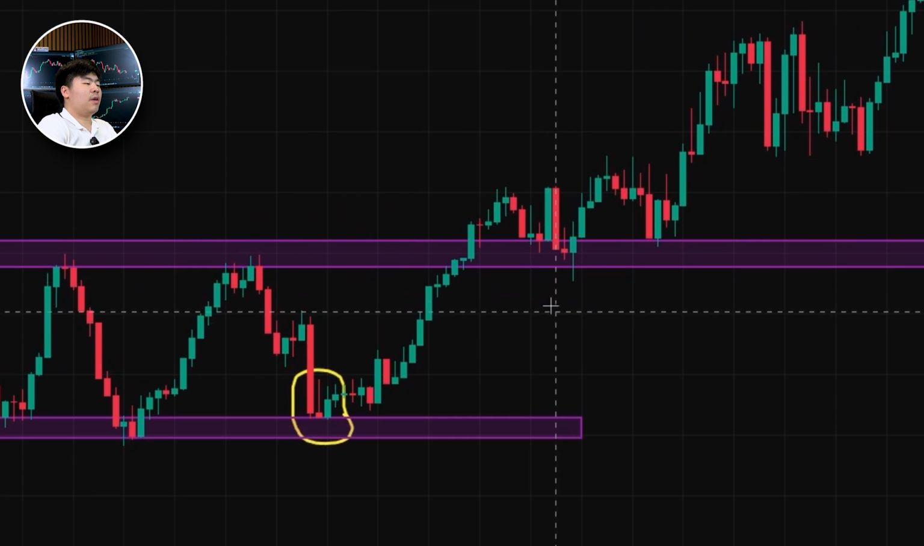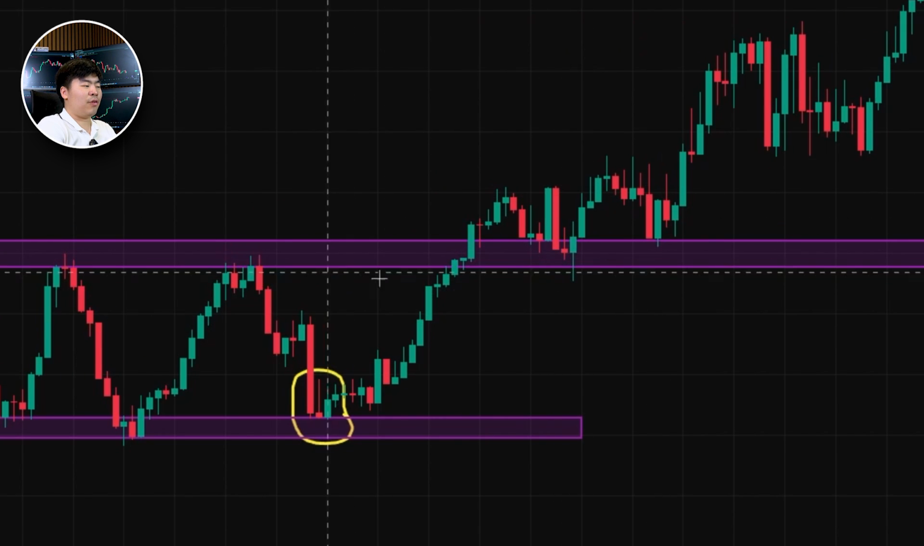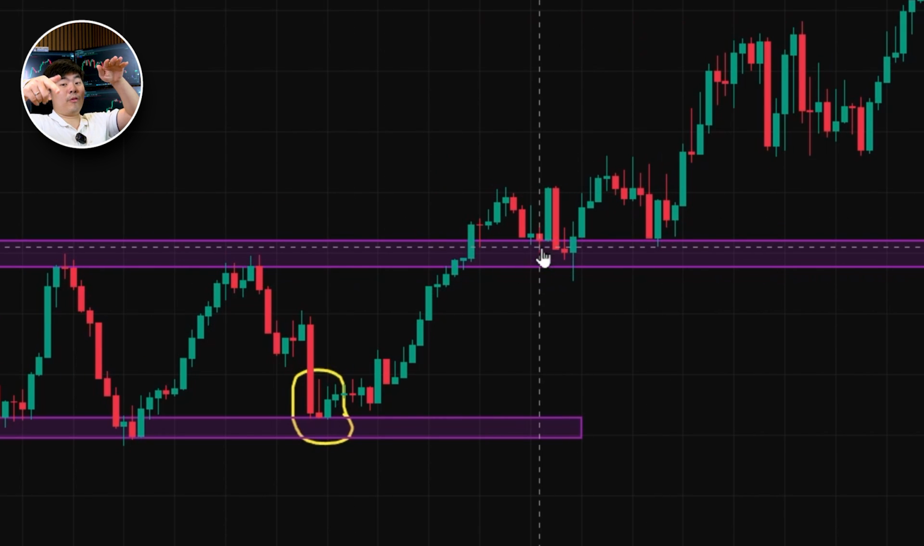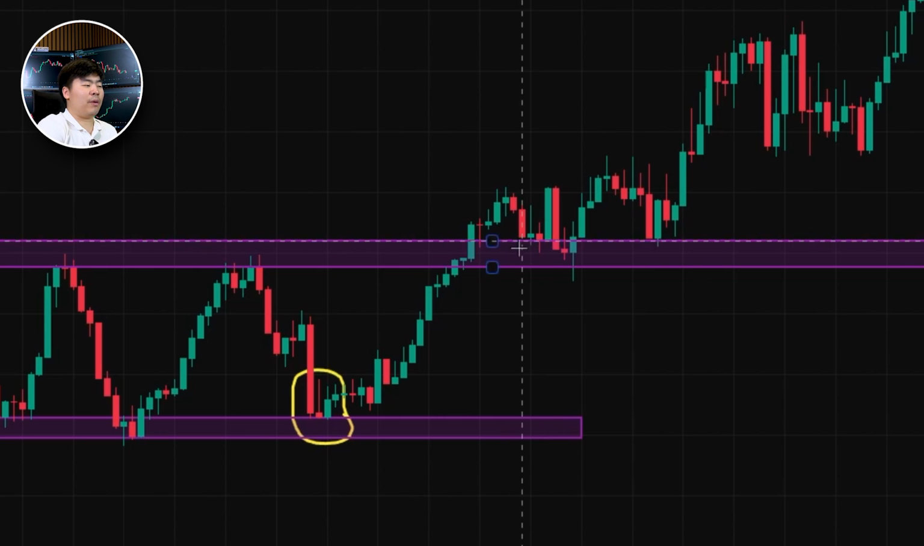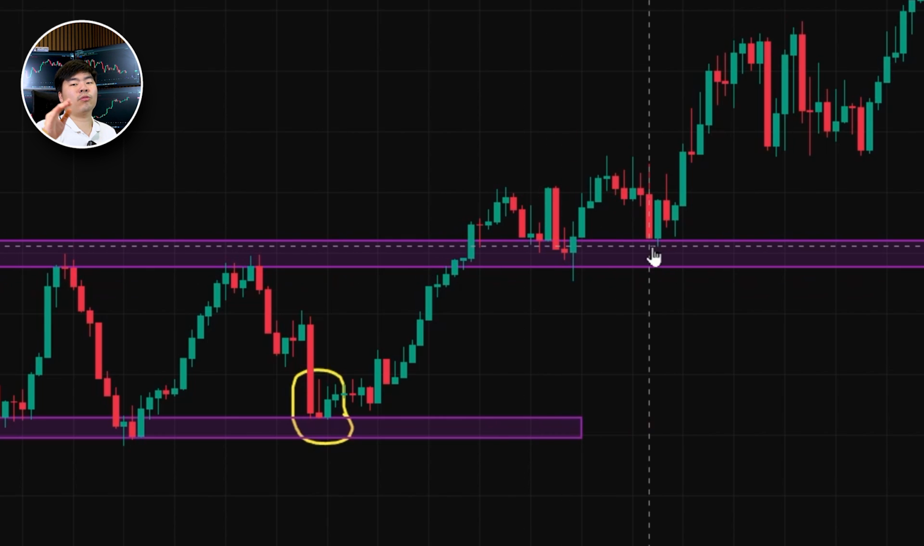Let me show you. If a resistance level is broken like this, remember, resistance is the ceiling, right? If a resistance level is broken, it means the price would rise up aggressively. Because resistance being broken means there are more buyers than sellers. The buying pressure is higher than the selling pressure. So the price would keep on rising up quite aggressively.